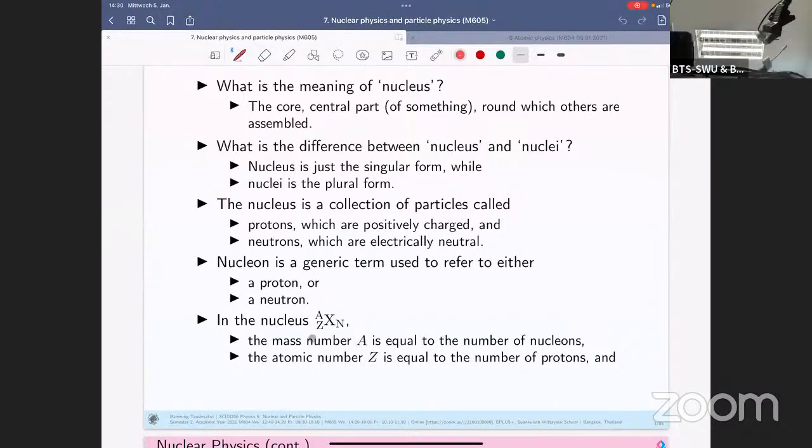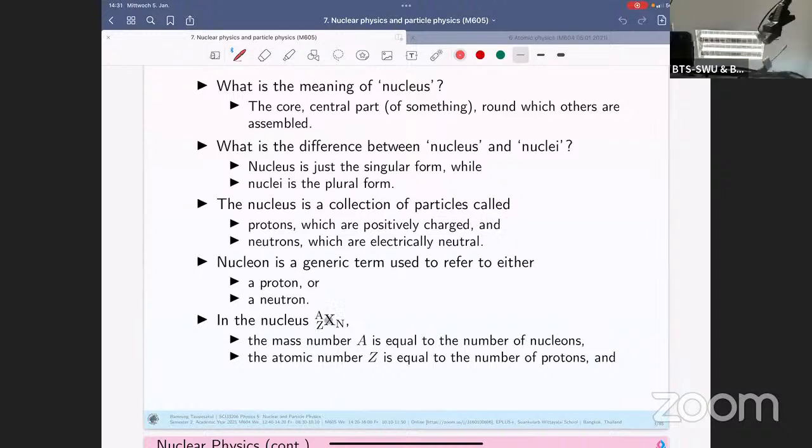The nucleus of any element can be written with A, Z, and X, and N on the right side. A is the atomic mass. What does atomic mass mean? The atomic mass is the number of protons plus the number of neutrons in the nucleus. And Z, at the superscript left-hand side, is the number of protons in the nucleus.